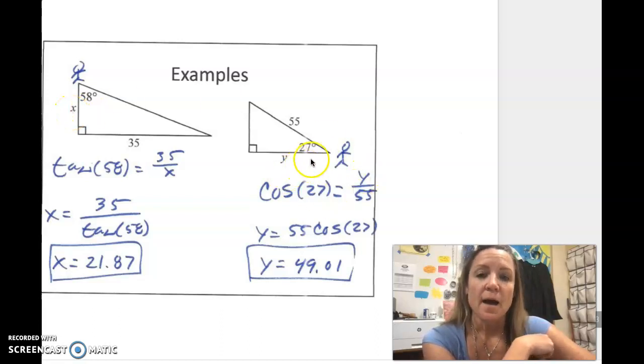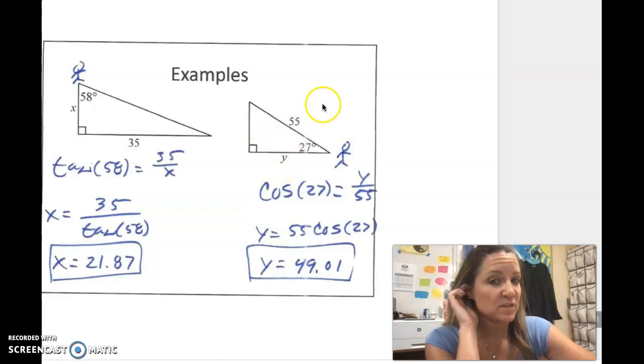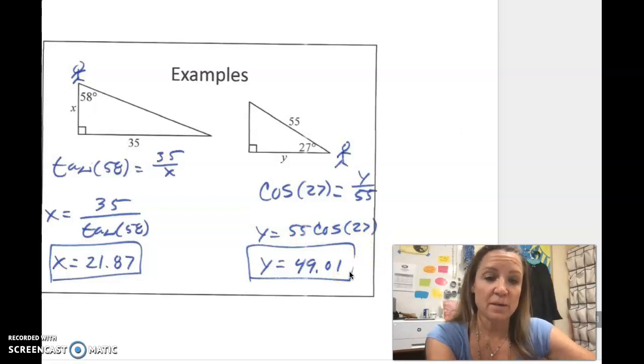Okay? All right, over here we've got an angle of 27 degrees. The Y next to it is adjacent, and this is obviously the hypotenuse because it's opposite the right angle. So that is going to be our cosine. The cosine of 27 is going to be equal to the adjacent over the hypotenuse. You're going to set it up as a proportion, do the cross product, and solve. So in your calculator, you're just going to type 55 times the cosine of 27 and hit the equal sign. You should get 49.01.